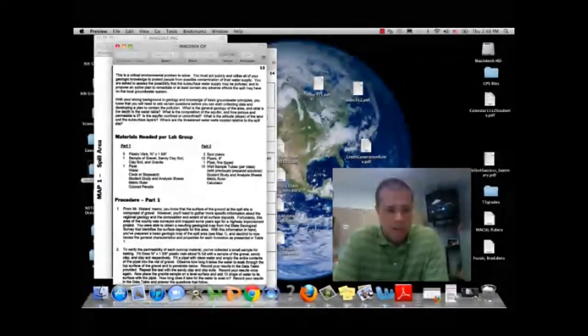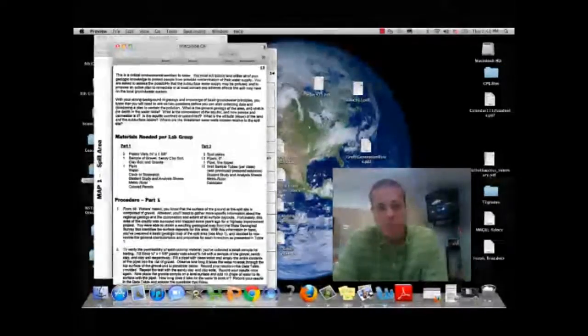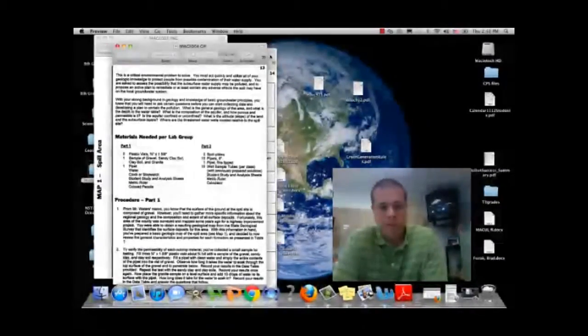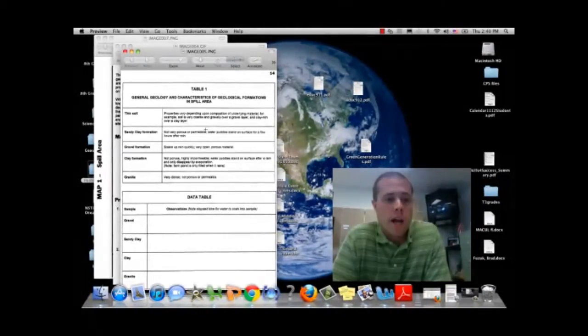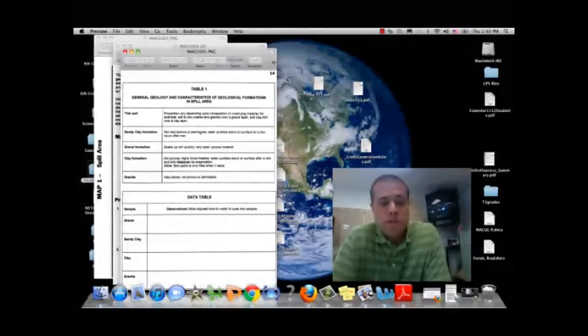It also said you decided to review the general characteristics of those materials in this data table. On the next page, it says general geology and characteristics of geological formations in the spill area. So we have a thin soil, and then we have our sandy clay, gravel, clay, and granite. And this tells us a little bit about these materials.